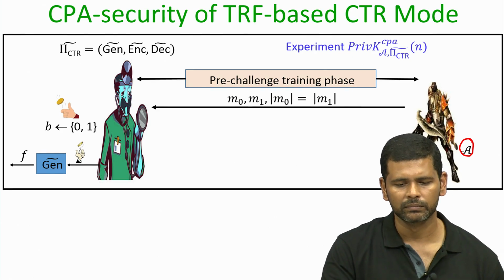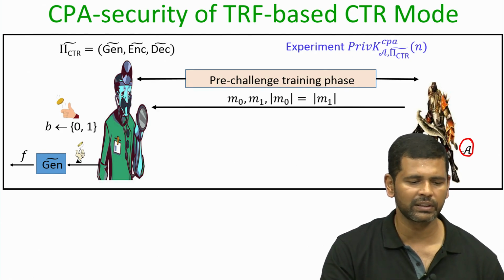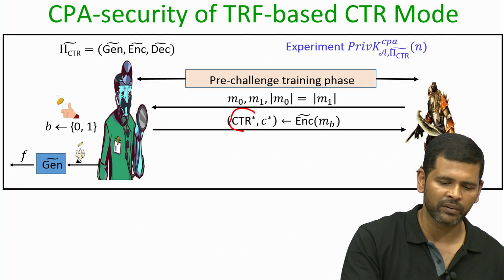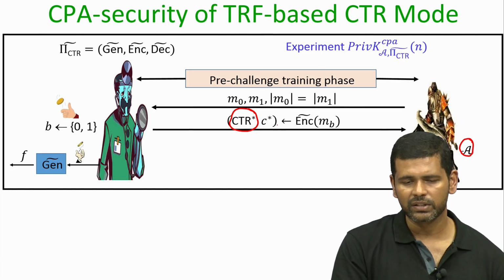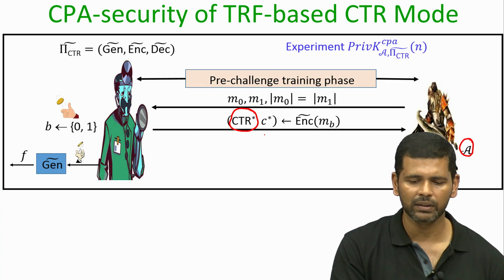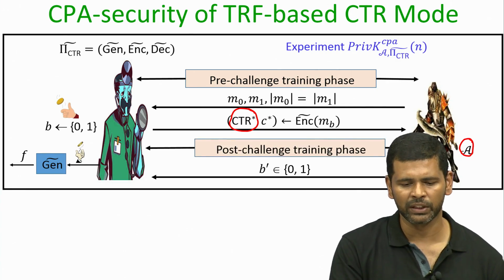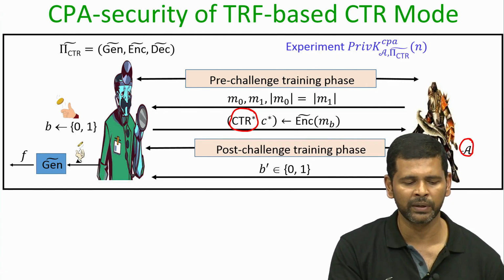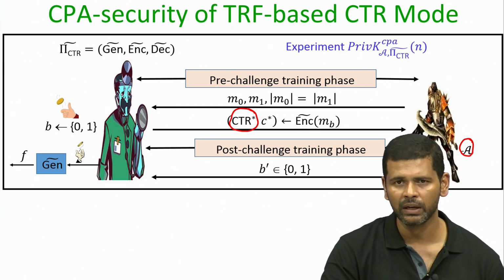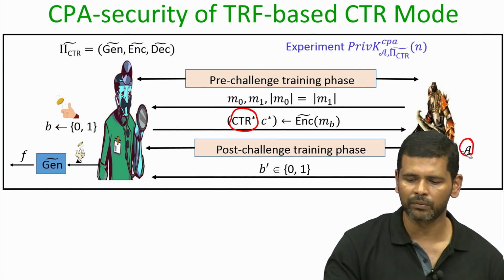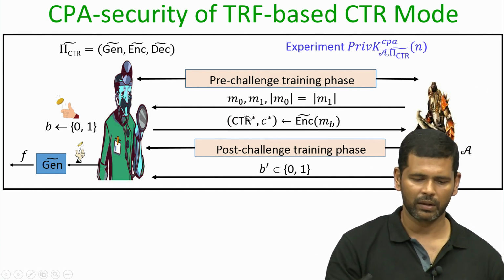And then once the pair of challenge plaintexts are submitted by the adversary, the challenger will pick one of those messages randomly for encryption. It will encrypt it by picking a random counter value, which I denote as counter star, and then C star will be the value of the truly random function on counter star XORed with the message M_b. Then there will be a post-challenge training phase, where the adversary will adaptively submit encryption oracle queries, which will be encrypted as per this modified encryption process, and finally the adversary will output whether this challenge ciphertext is an encryption of message M0 or message M1.